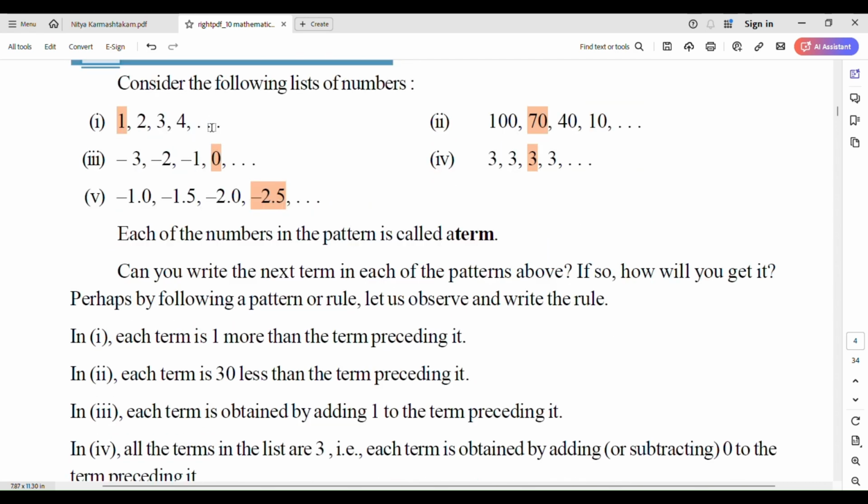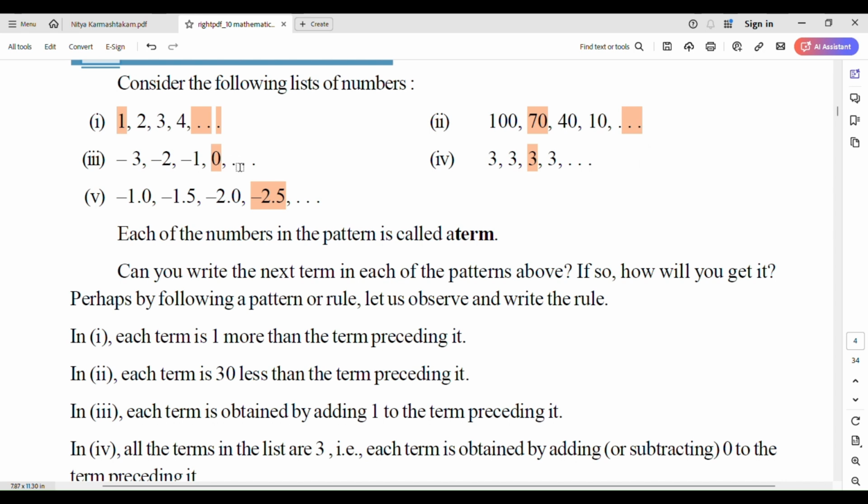Can you write the next term in each of these? Looking at the pattern here, it looks easy, right? It is 1, 2, 3, 4, just progressing by adding 1 to the previous number, so obviously the next numbers will be 5, 6 and so on. And here, if you observe carefully, I am subtracting 30 from the previous number to get the current number. That is 100 minus 30 is 70, 70 minus 30 is 40, 40 minus 30 is 10, 10 minus 30 is minus 20. So the next term will be minus 20.